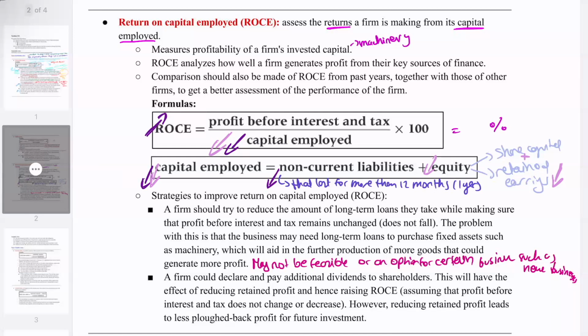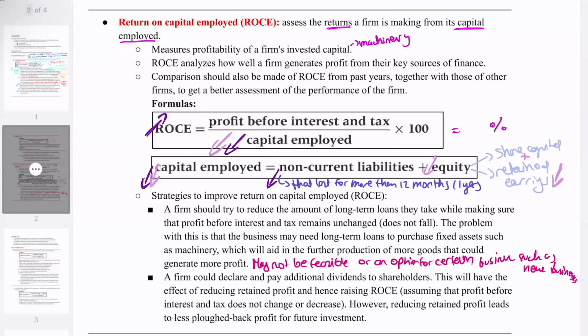So the fact of reducing retained profit and hence raising ROCE, assuming that the profit before interest and tax does not change. However, reducing retained profit leads to less ploughed-back profit for future investment, right? So they won't have enough money to make future investments, maybe.